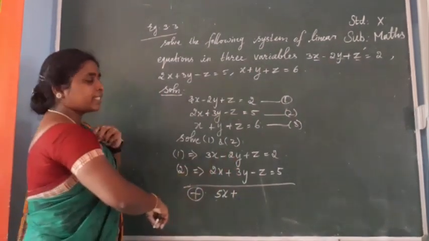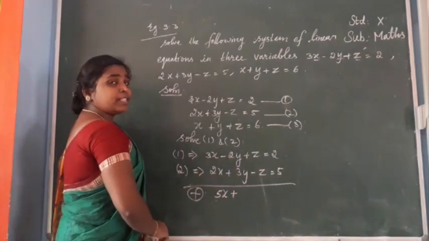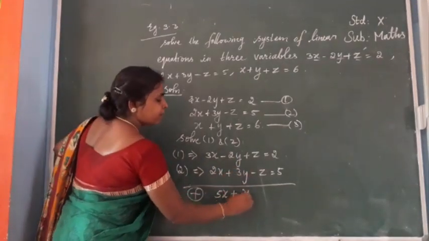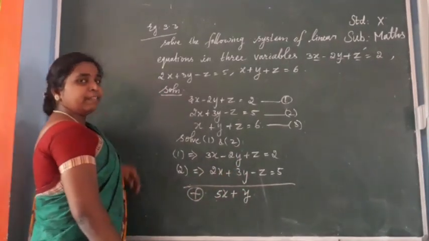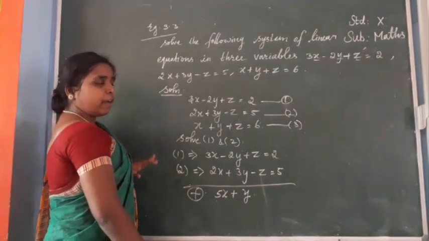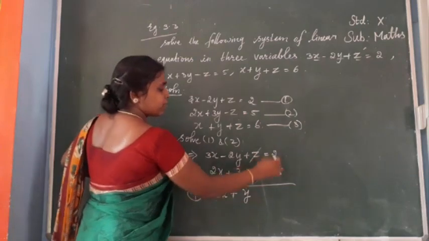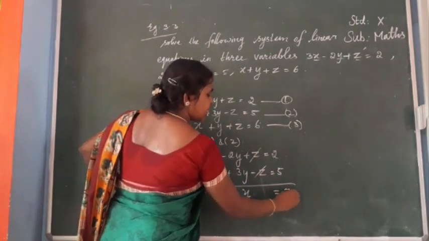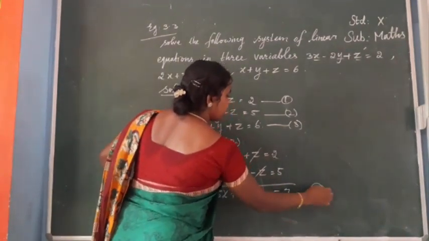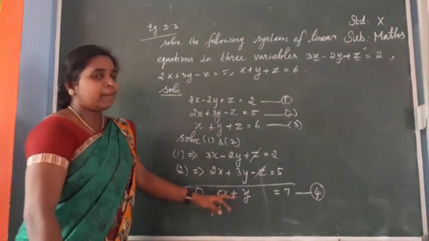Now you subtract 3 minus 2. 3 minus 2 is 1. 1 into y is y, so instead of 1y, we can write y. y means that is 1y only. Plus z minus z cancel. So the remaining is 2 plus 5, which is 7. This is equation 4. You see, now we got a 2 variable equation.